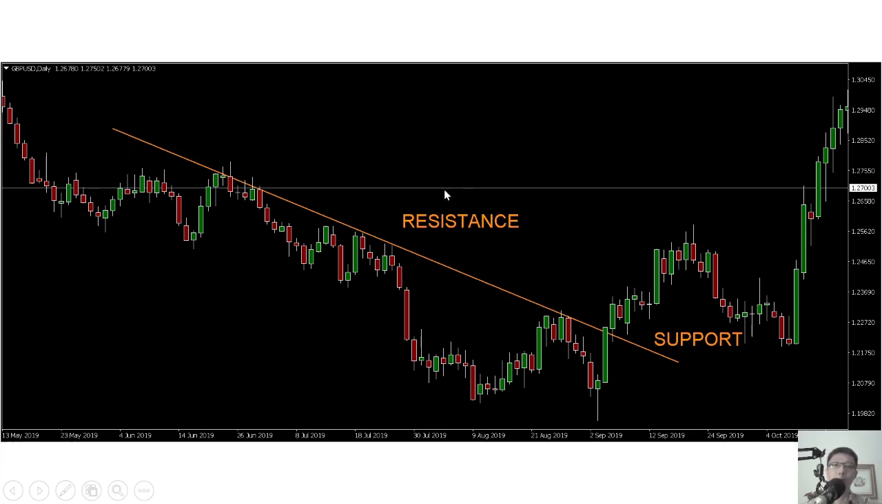This is a resistance becomes support. Diagonal resistance becomes support. So after this 1, 2, 3, 4 touching, sellers dominated and pushed the price lower, and at this candle, buyers come in and close above this resistance, and once again close here above, and once again close here above.